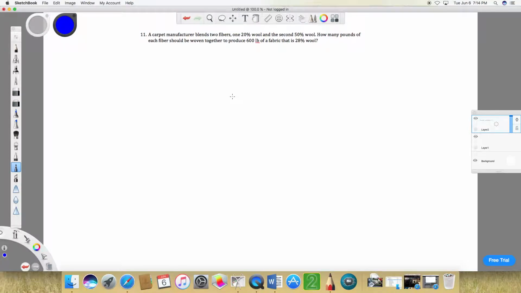Let's take a look at this word problem. It's a mixture problem, and we're going to do it by two methods: what we are calling the bucket method and then what we're calling the seesaw method. So, a carpet manufacturer blends two fibers, one 20% wool and the second 50% wool. How many pounds of each fiber should be woven together to produce 600 pounds of a fabric that is 28% wool?